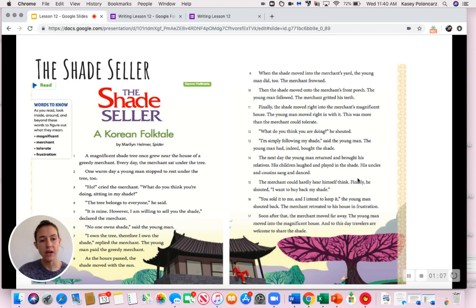Okay, so we read The Shade Seller. If you want to read this by yourself, it's going to be posted in the Google form, so you guys can go and reread it. Your box and bullet plan should be complete with your topic sentence and your evidence. So right now, our plan is ready to go. We might want to use this as a reference. It's up to you. It will be in the Google form if you need it.